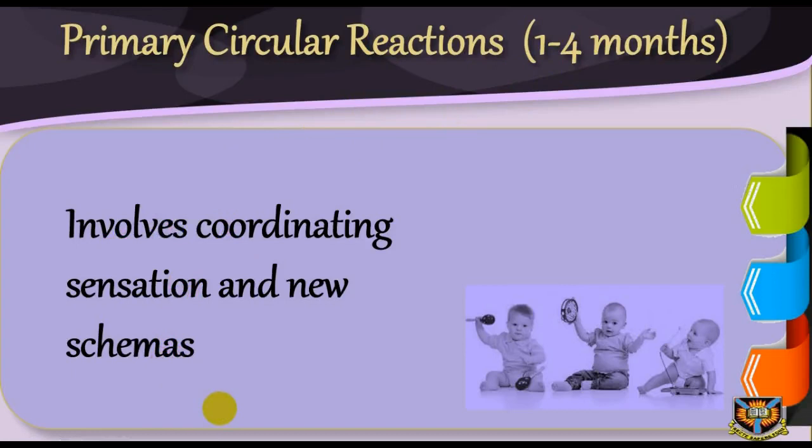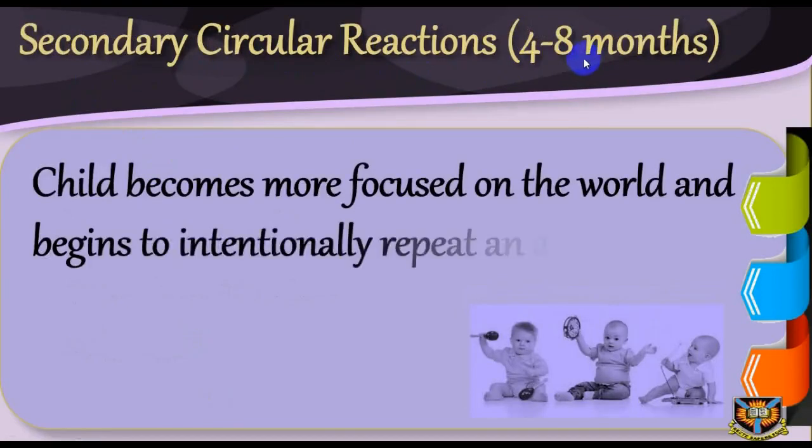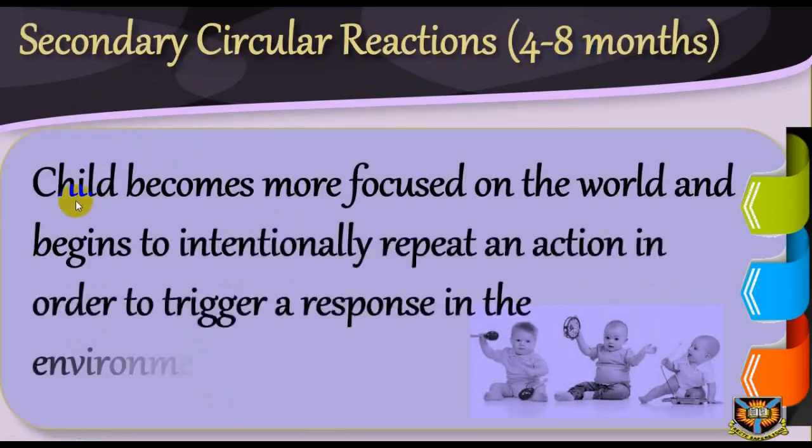Third stage, secondary circular reactions, between 4 and 8 months. During this substage, the child becomes more focused on the world and begins to intentionally repeat an action in order to trigger a response in the environment. For example, a child will purposefully pick up a toy in order to put it in his or her mouth.